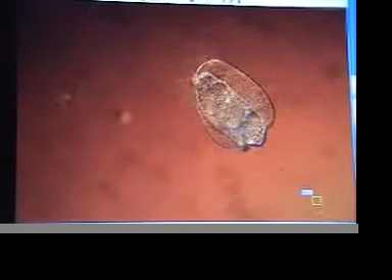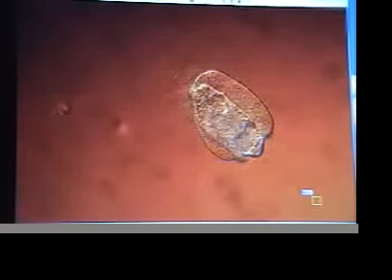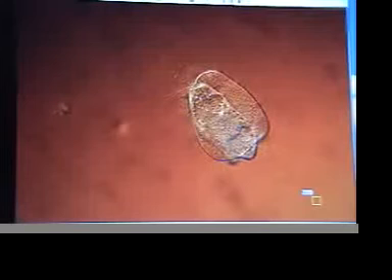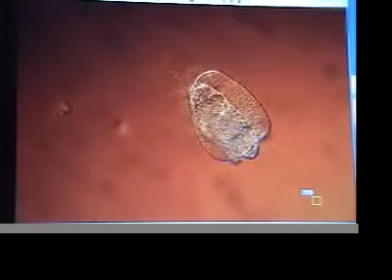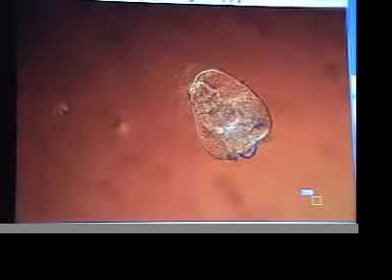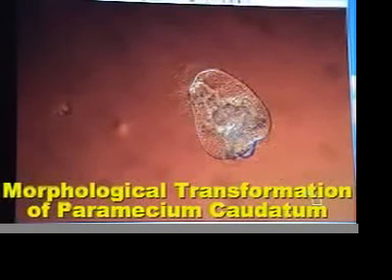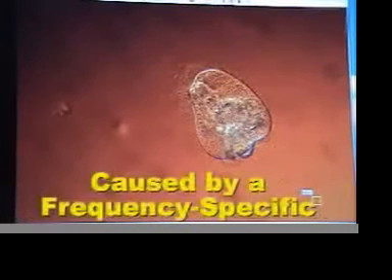Watch carefully, I'm just going to center the picture. This is a live morphological transformation of the protozoa Paramecium caudatum. The sudden jerky motions are most likely caused by, there you go, did you see that? There was a sudden little explosion internal. And there's a lot of activity happening inside the organism.